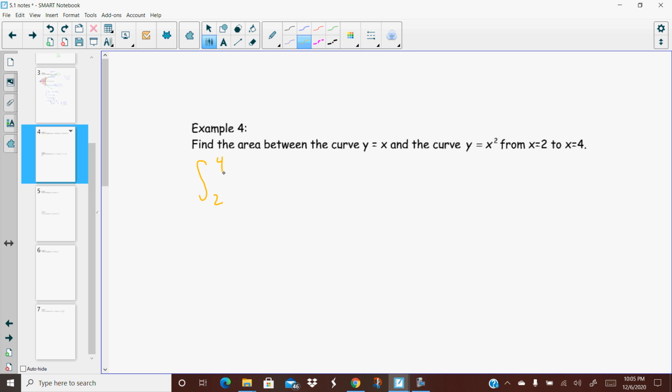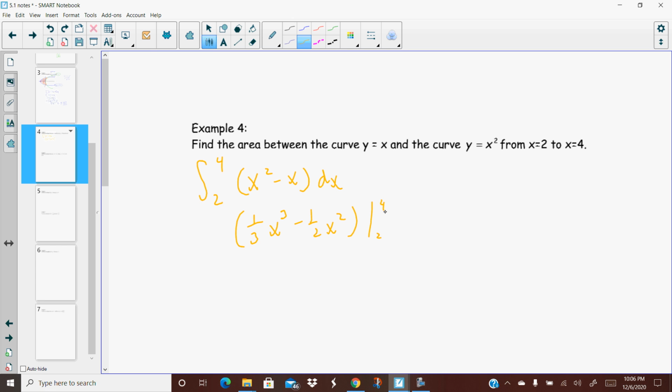So if I take 3 and plug it into y equals x, it's going to be 3. If I plug it into x squared, it's 9. So x squared is the greater function. So it would have to be x squared minus x dx. And then we can just go ahead and do our standard procedure. 1/3 x cubed minus 1/2 x squared. And we will plug in 2 and 4, and we will subtract.